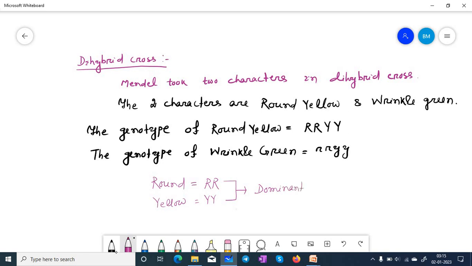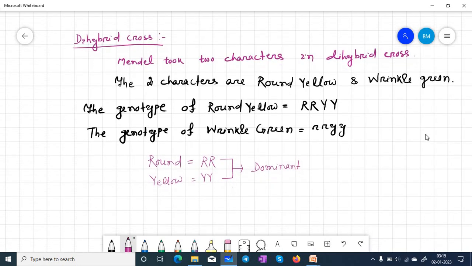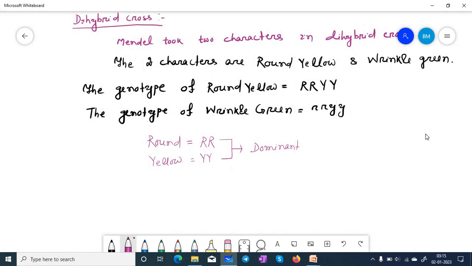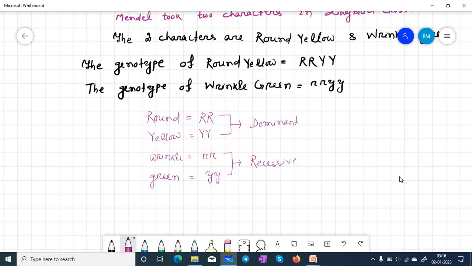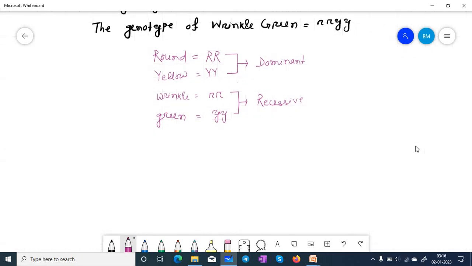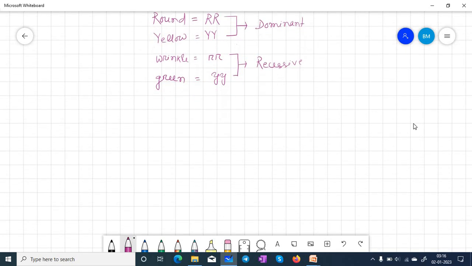When these two alleles are present together in the genotype, they express themselves and dominate the wrinkle green characters. For wrinkle we took small r, and for green small y. These two characters are recessive, masked over the dominant characters, and expressed only in the homozygous recessive condition. Now he crossed these two characters, okay.